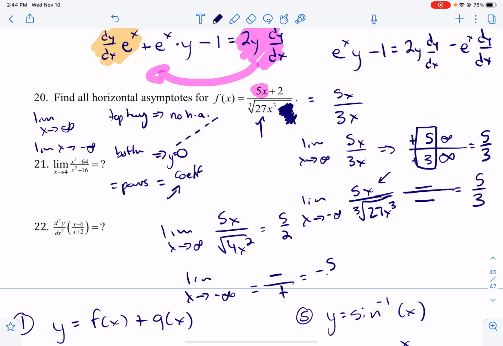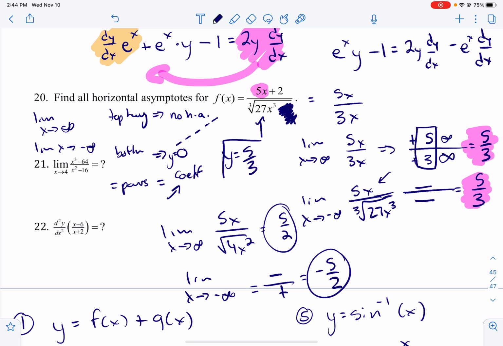So I'm actually going to have two different horizontal asymptotes. I'm going to have one at 5/2 and one at negative 5/2. In our problem, the negative and the positive both took us to 5/3. So I don't have two horizontal asymptotes. I only have one. It's just 5/3. So y equals 5/3 would be my horizontal asymptote.